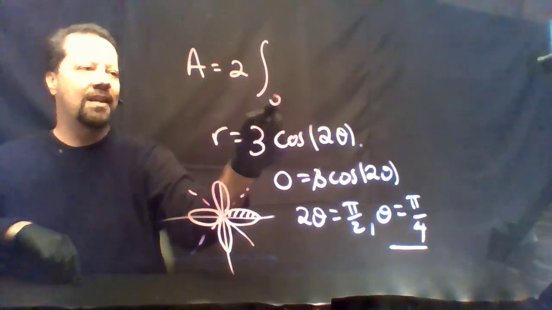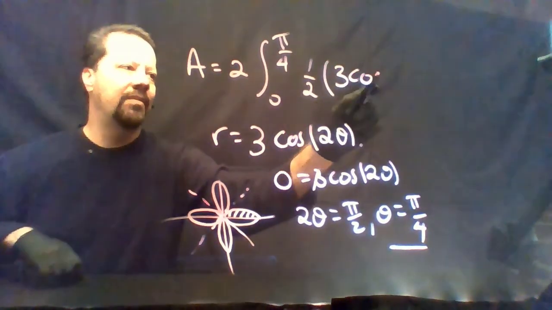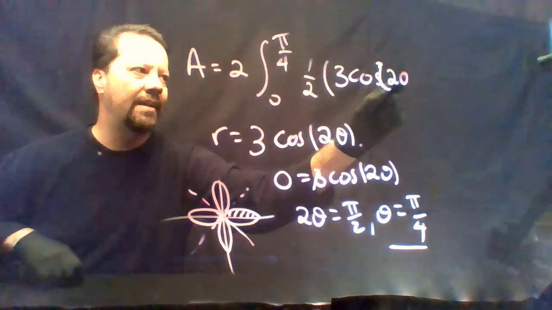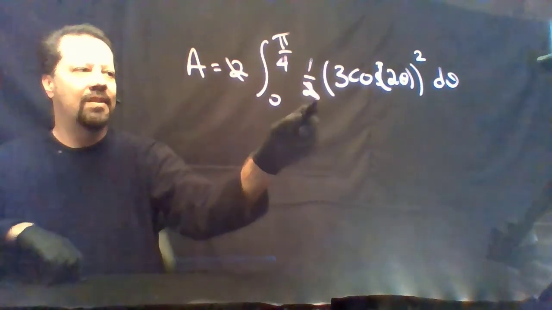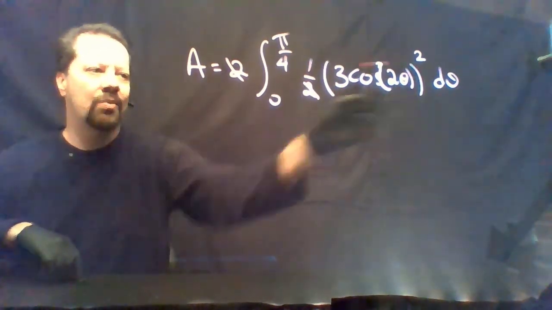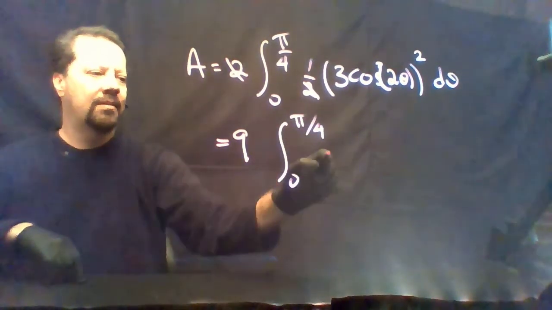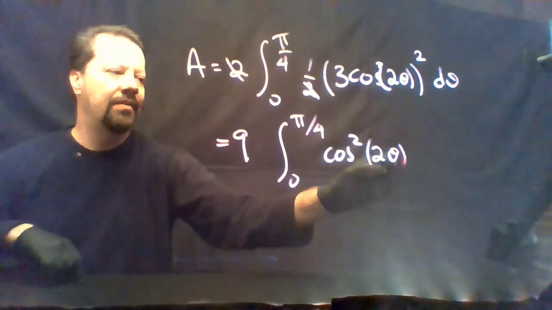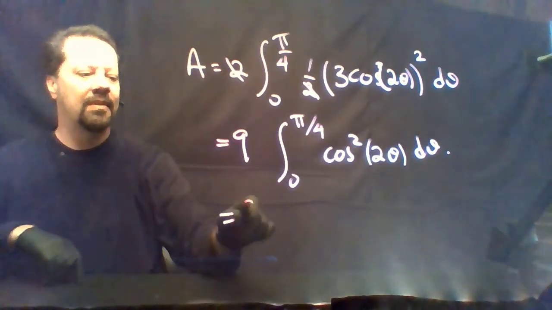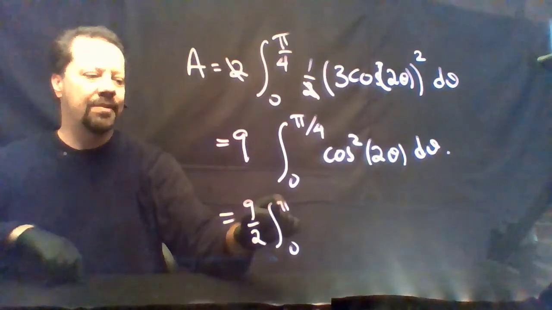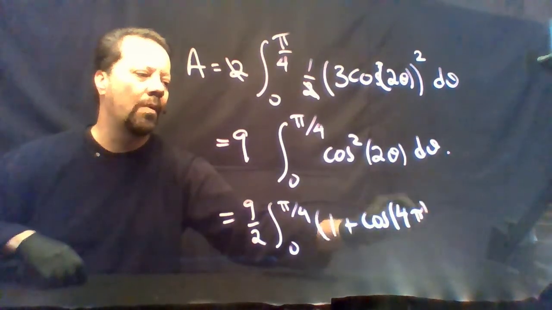The area will be twice the integral from 0 to pi over 4 of 1/2 r, which is 3 cosine of 2 theta, squared d theta. The 2 will cancel the 1/2. This 3 gets squared and comes out as a 9. We'll have cosine squared of 2 theta. You integrate cosine squared using a half-angle identity. So we'll have 9/2 the integral from 0 to pi over 4 of 1 plus the cosine of 4 theta.